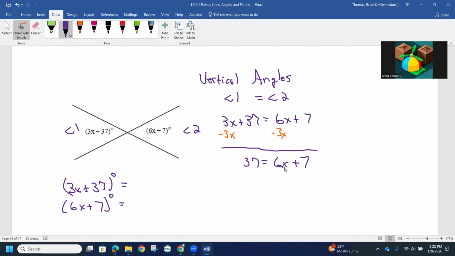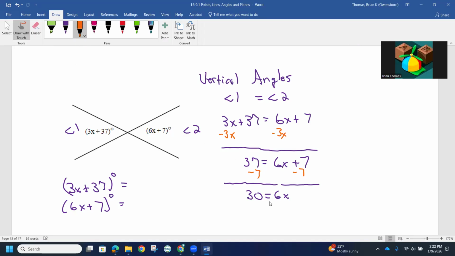Now the catch is I need to get the 6x by itself, so the number has to move to the other side. So I have to subtract a 7 here as long as I subtract a 7 there to keep the equation balanced. So again, I draw a line to create my new equation. So this becomes 30 equals 6x. And I know that 6 times 5 is 30, so I can kind of see the solution.